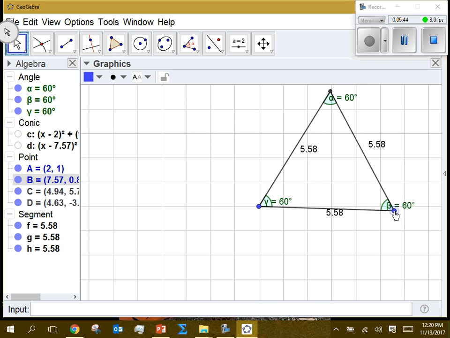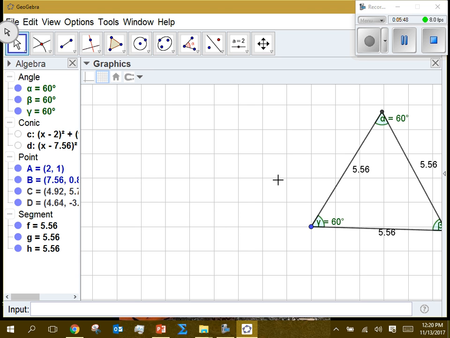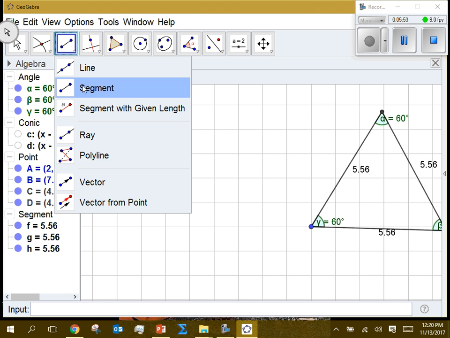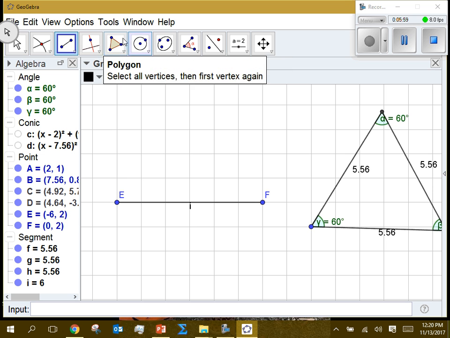Now you can imagine, the question I asked was, can you draw an isosceles triangle that doesn't have a 60-degree angle in it? Well, of course we can. We could take that segment there. Let's see.